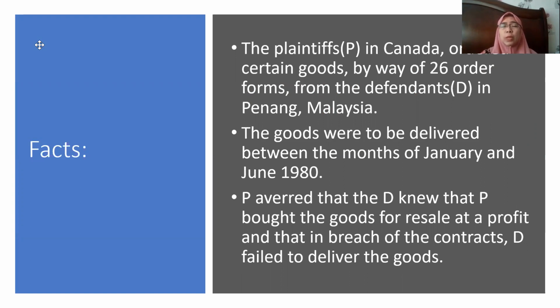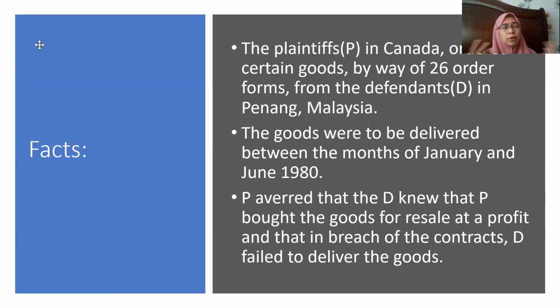Okay. So the plaintiff company ordered certain goods from the defendants. The defendants were located in Penang, Malaysia. And the goods were to be delivered between the months of January and June 1980. And the plaintiff argued that the defendant knew that the plaintiff bought the goods for resale.